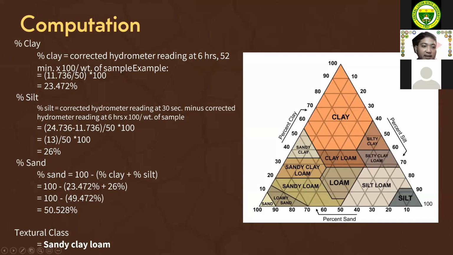Then yung percentage na yan ay ipa-plot natin sa tinatawag nating soil textural triangle. So, yung percent clay, sabi natin is 23.472. So, percent clay is andito, 23. So, for example, ayan yung 20, 25. So, 23 is, like for example, here. Yan, medyo hindi lang straight. Then, percent silt is 26%. So, dito yon.